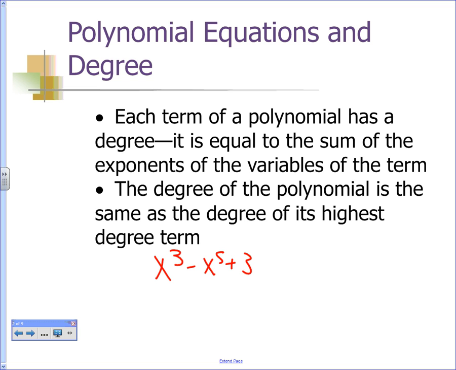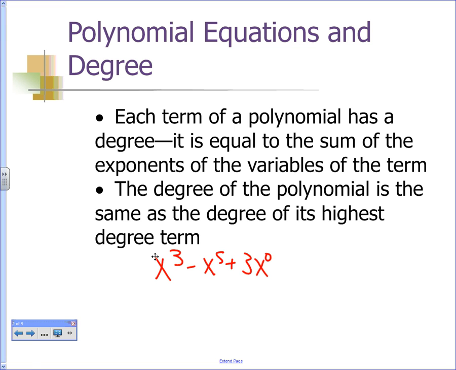What is the degree of this term? The degree of this term? And the degree of this term? It's got to be a 0, x to the 0. Which one is the highest? No, just the exponent, 5. So what would be the degree of this polynomial? 5th degree. Does that make sense?